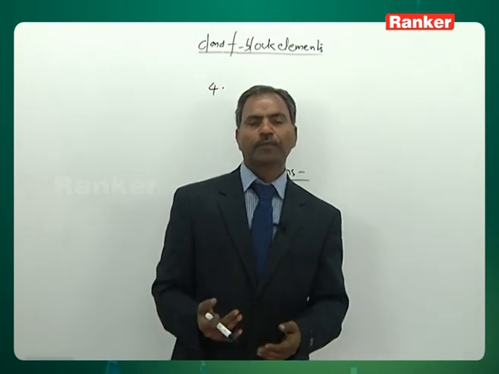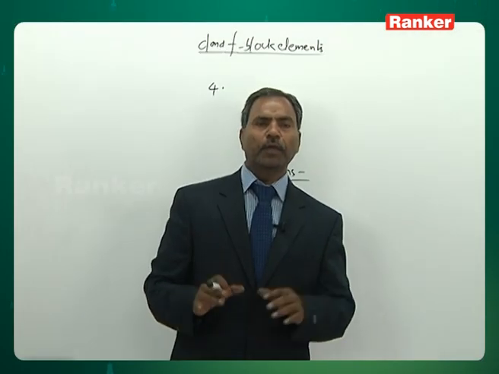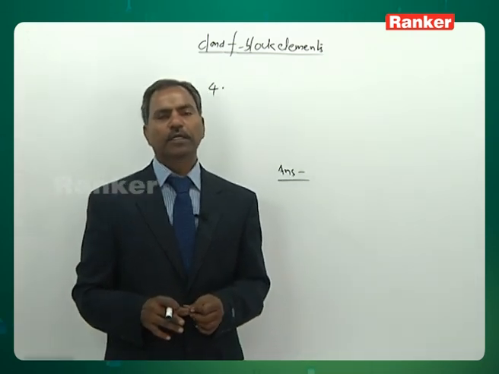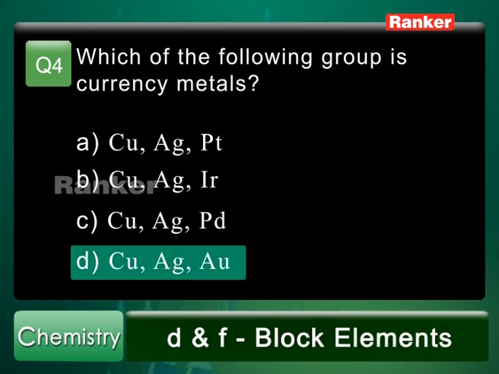In this question, option A gives copper, Ag, platinum; option B gives copper, Ag, iridium; and option C gives copper, Ag, palladium. But only copper, Ag, Au are used in the manufacture of coins. Therefore, for the fourth question, option D is the answer.